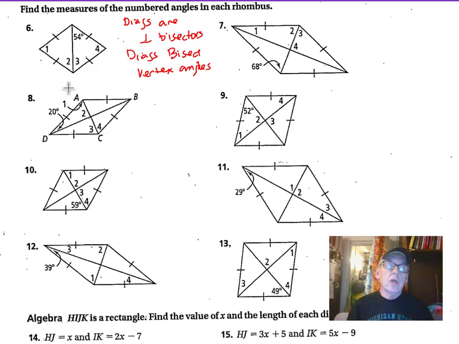So for number 6 here, now this is a rhombus, it's a parallelogram. These opposite sides are parallel to each other. So if I do a Z like this, I can see that 54 degrees is an alternate interior angle with angle 2. Angle 1 is congruent to angle 4. Let's see what else we have. Because this is a quadrilateral, all these angles need to add up to 360 degrees. Angle 1 is congruent to angle 4.